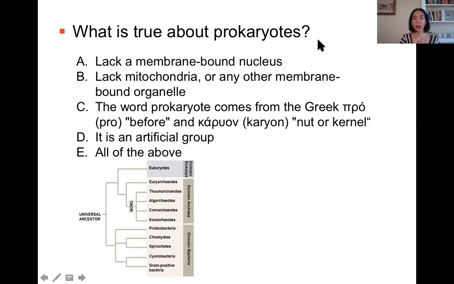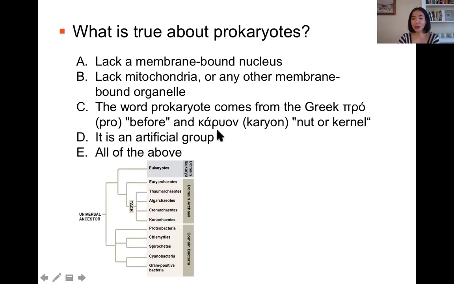Now, please answer what is true about prokaryotes. A, lack a membrane-bound nucleus. B, lack mitochondria and any other membrane-bound organelle. C, the word prokaryote comes from the Greek pro, before, and karyon, nut or kernel, also nucleus. D, it is an artificial group, or all of the above.